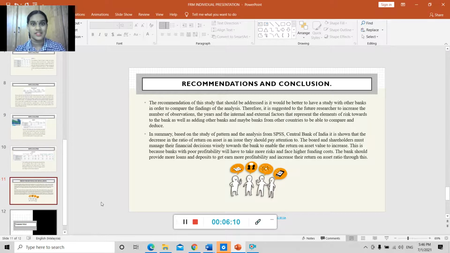Lastly is for the recommendations and conclusions. The recommendation is that we should have had other banks to study along with it, and maybe with more years to study, and also from other countries and other banks as well.